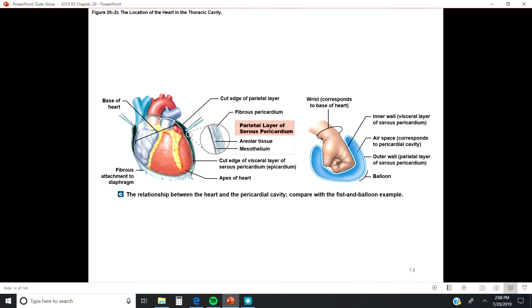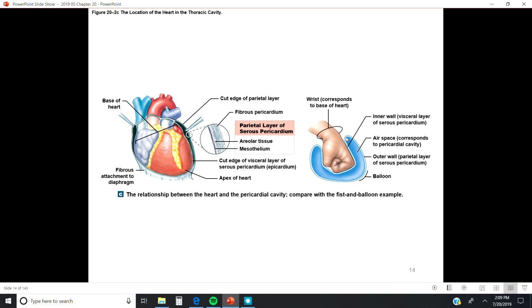So we're going to go to this picture here. I'm going to show you an analogy first. If you took a balloon, right, and you blew it up, and you then took your fist and pushed it into the balloon like this, your fist would represent the heart, and the balloon, this white line here touching your fist, would be the lining on the heart. This is known as the visceral pericardium. Visceral means organ, so it's the pericardium that's on the organ or the heart.